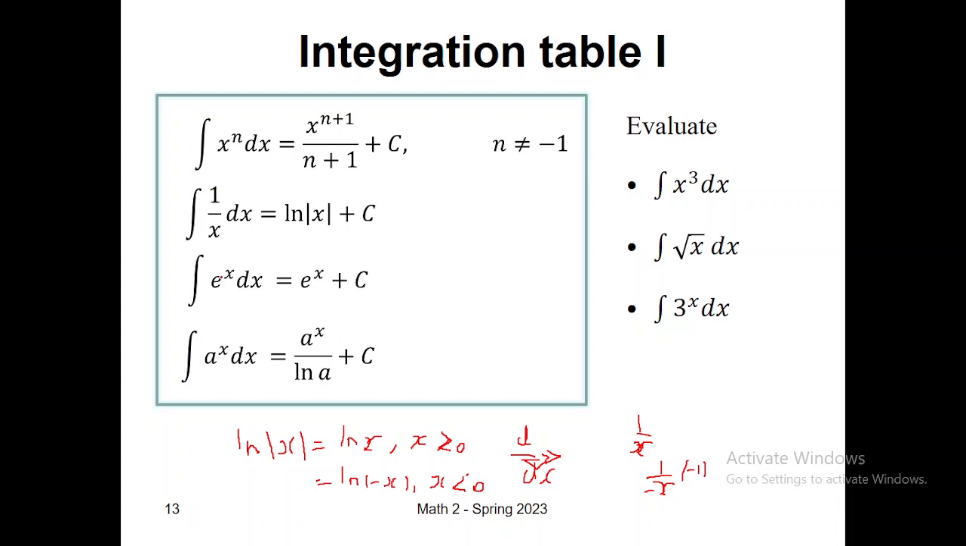Now the integration of e^x equals e^x, and the integration of a^x for any exponential function equals the same exponential function divided by ln a. We can apply this part of the integration table to solve such problems. For example, for x^3, the integration is x^4 over 4. Integration of root x: we can write this as x^(1/2). Now increase the power by 1 to be x^(3/2) and divide by the new power. 3^x is an exponential function. You can apply this rule. The result will be 3^x over ln 3.